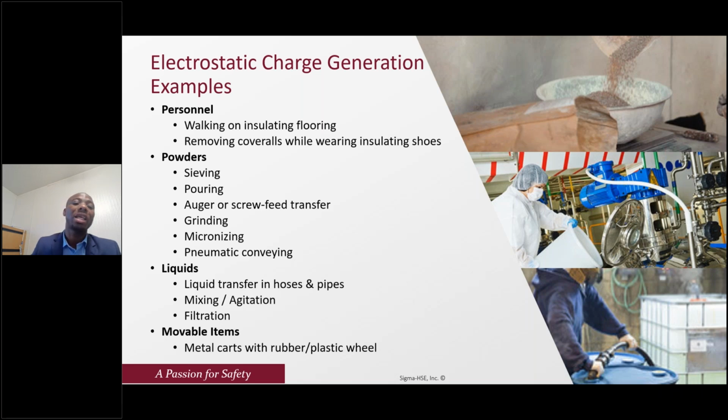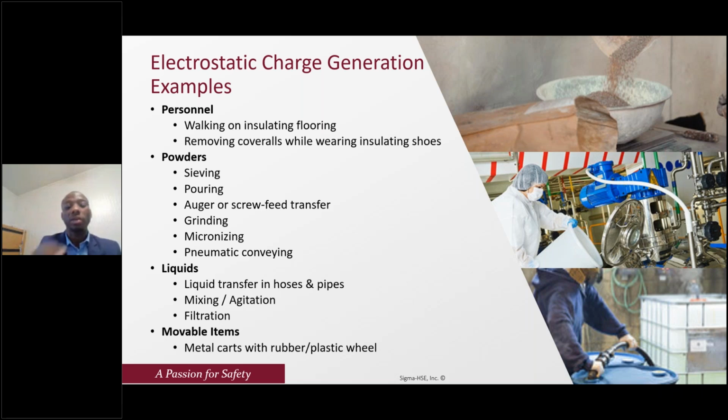The first one is personnel. As I mentioned, the human body is a conductor. Sometimes when working on insulated flooring, if the floor has charge accumulation, that charge could transfer to the individual. We also sometimes remove a wall, and this charge also accumulates. Actually, you can sometimes hear that noise, like a cricket sound.